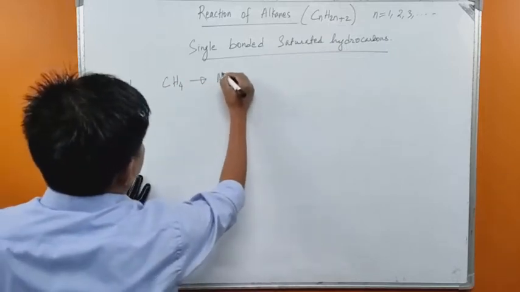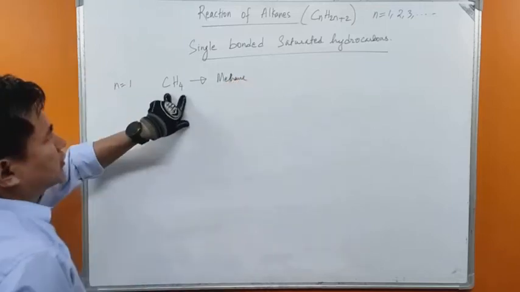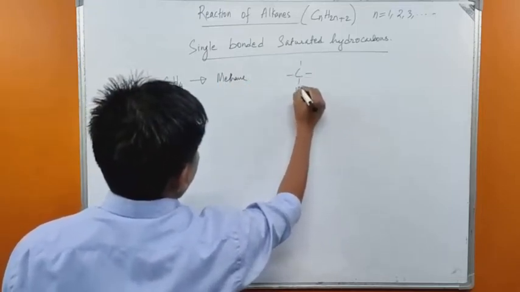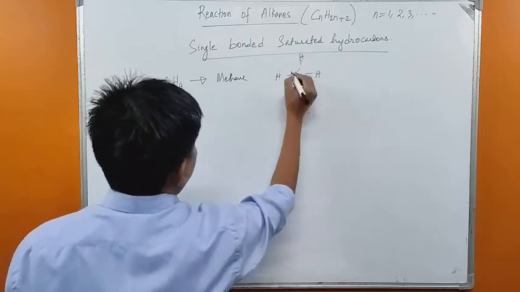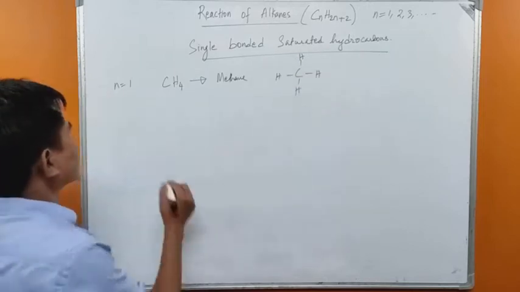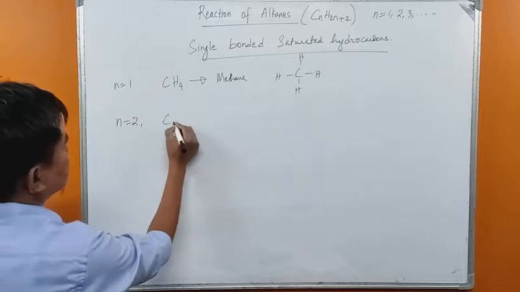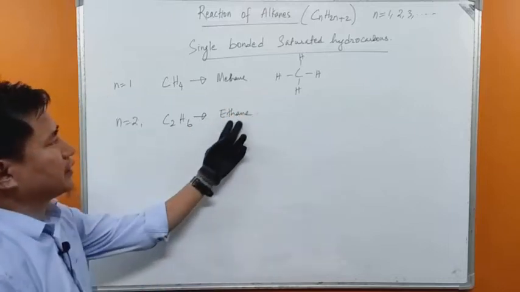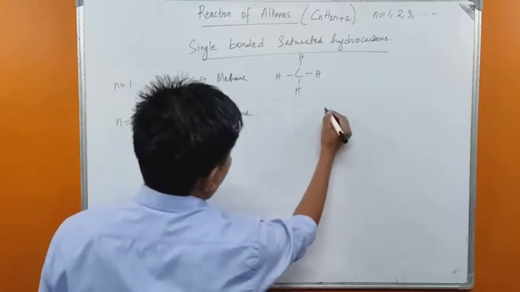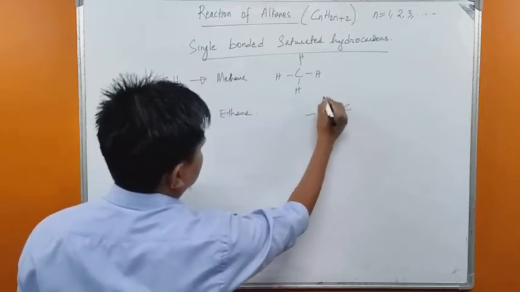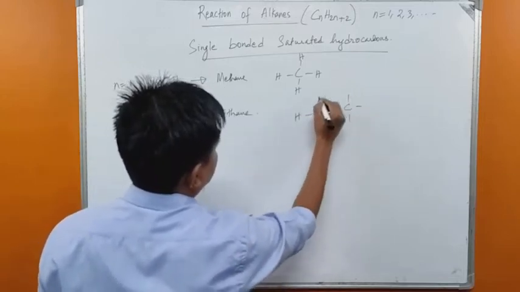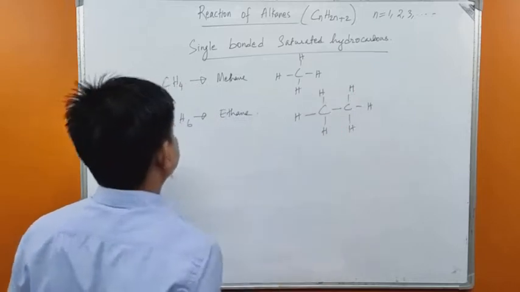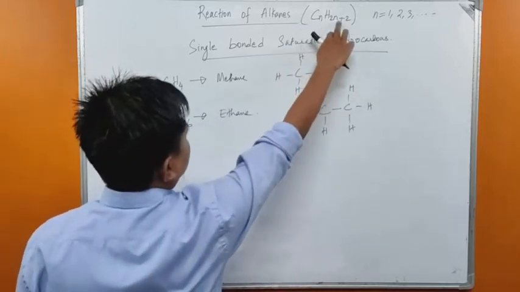So the name of this compound is methane, and the molecular formula for this compound is CH4, and the structural formula is CH4. Since carbon is a tetravalent element, it has 4 valences, so 4 hydrogen atoms. When n equals 2, C2H6, the name of this compound is ethane. The structural formula is 2 carbon atoms with a single bond between them and 6 hydrogens, C2H6. When n equals 2, 2 times 2 is 4 plus 2 is 6.